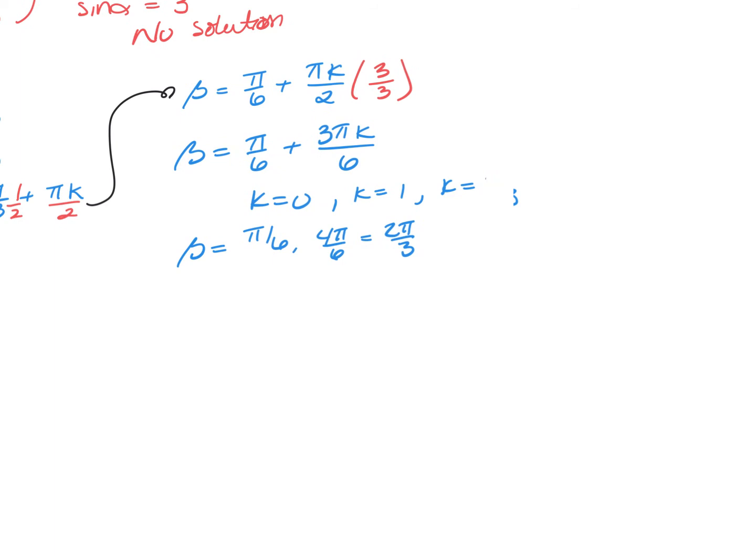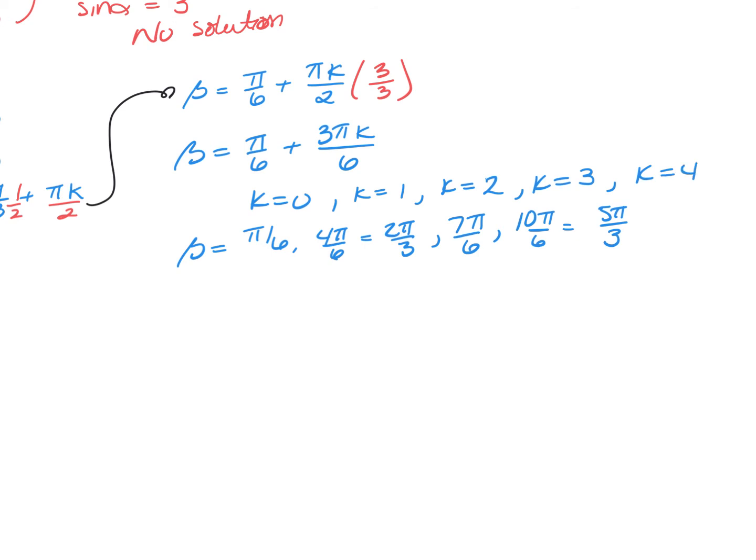Maybe 2 is not my friend today. When k is equal to 2, I have 2 times 3, which is 6, plus 1 more is 7, so 7 pi over 6. When k is equal to 3, I'm going to have 3 times 3, which is 9, plus 1 more is 10, so 10 pi over 6, which does reduce to 5 pi over 3.